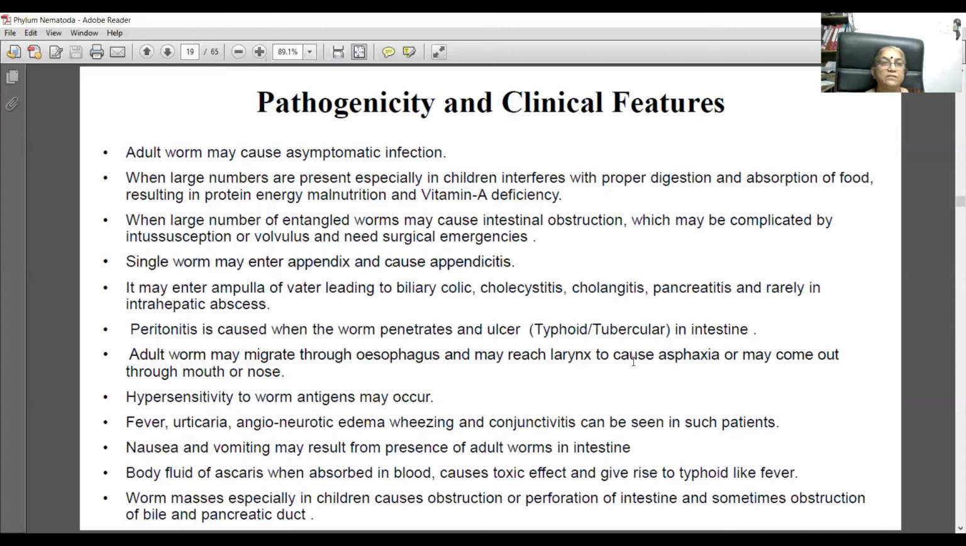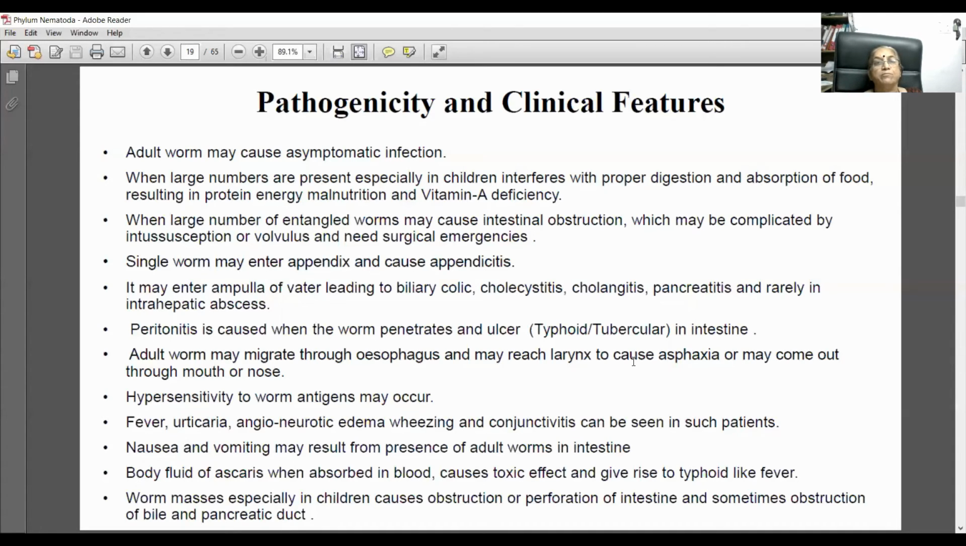Now intussusception is nothing but the intestine getting folded in itself, and volvulus is that wherever in the intestine, at a given particular place, so many organisms have been infected, they will cause heavy weight and it will start pulling down, and a knot is formed in the intestine, and that is known as the volvulus.